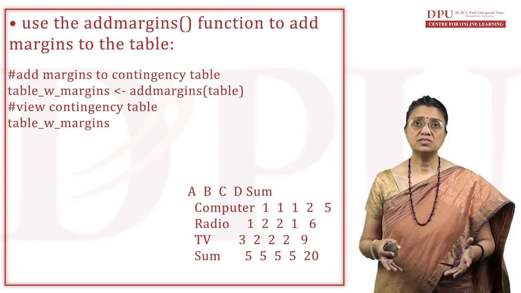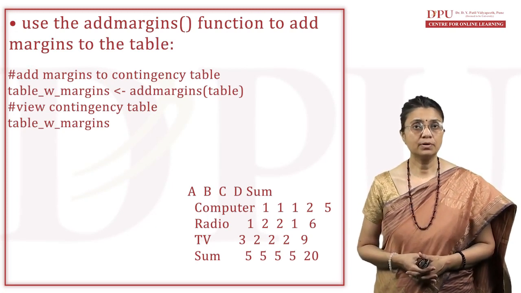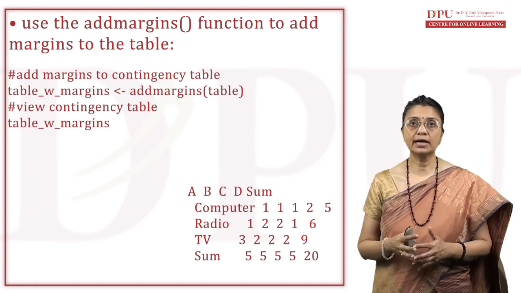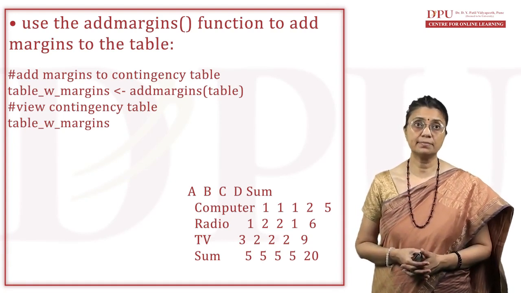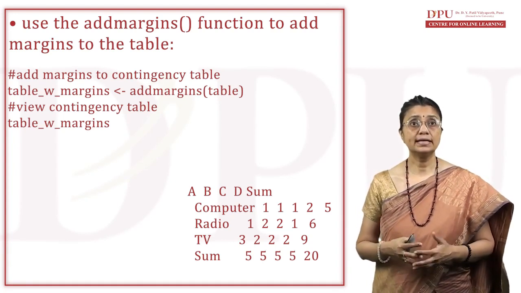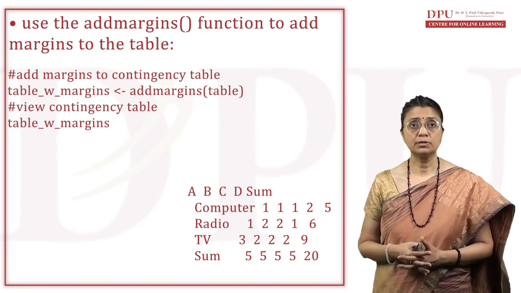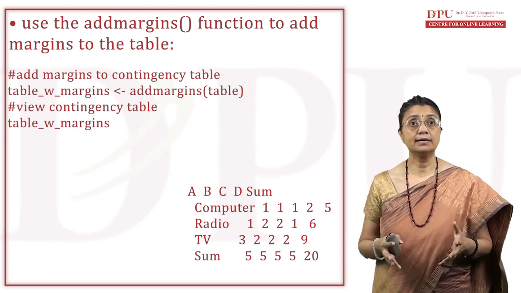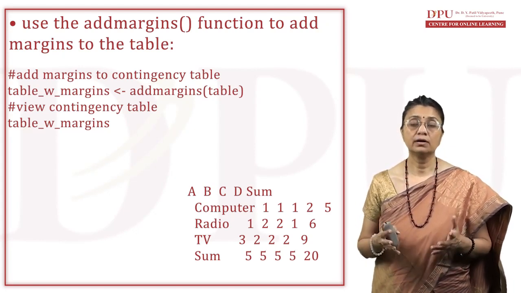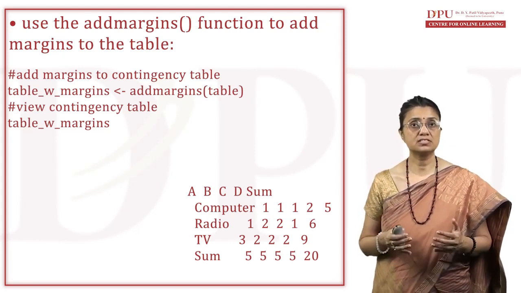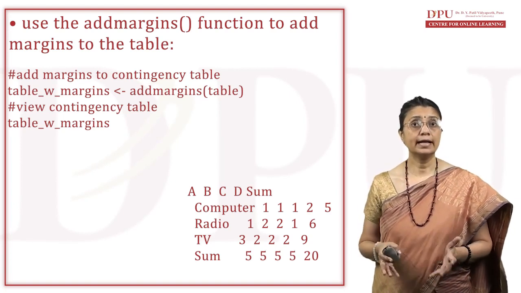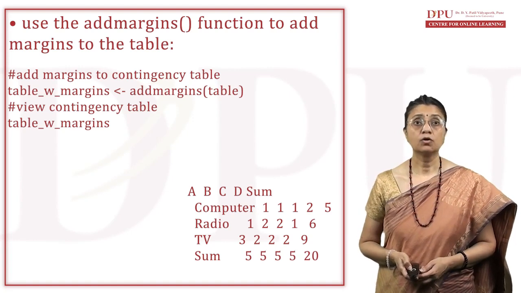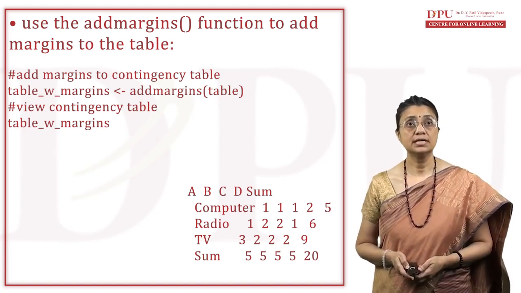So addmargins for a contingency table is very simple, because here we have to call the function addmargins, and within brackets we pass the table as the parameter. So we get table_w_margins as the variable and we print it. Here we can see that it is printing the entire output, where you can see the sum, which is the row total, and the column total is also there. And likewise we have the row total and the column total for our contingency table.